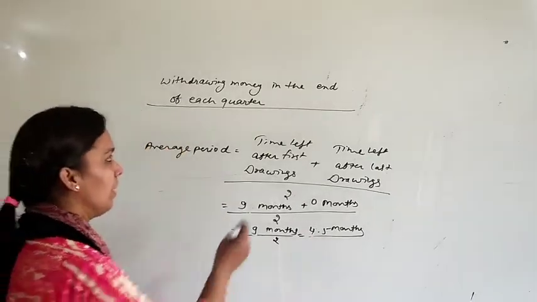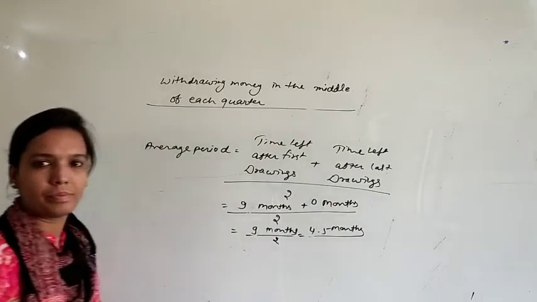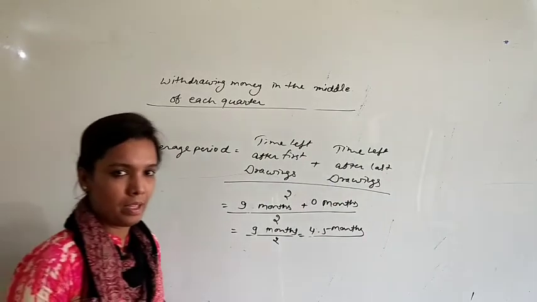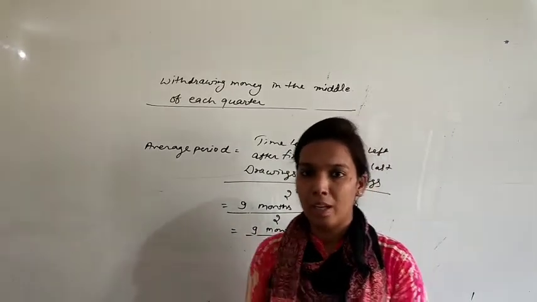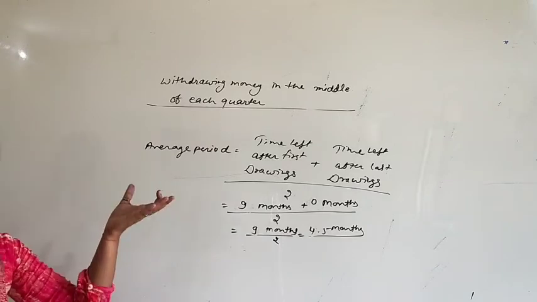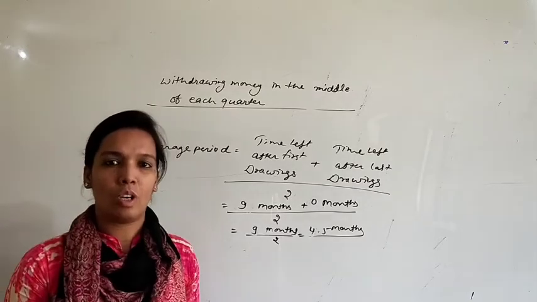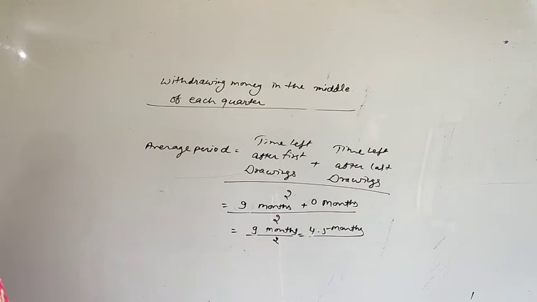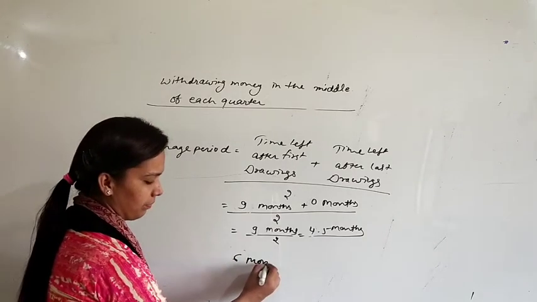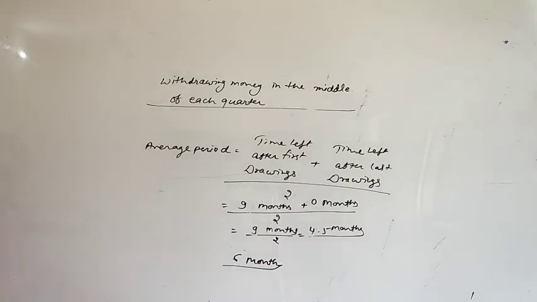Clear? Third case, that is in the middle of each quarter. Right? Whenever the question says in the middle of each quarter, in that case we will calculate interest for 6 months. Whenever it is given that you are withdrawing money in the middle, whether of every month or of every quarter, we will calculate only for 6 months. Okay? So in this, you can directly write 6 months. Let's take one question on the basis of these 3 concepts. Now we will have question number 27.